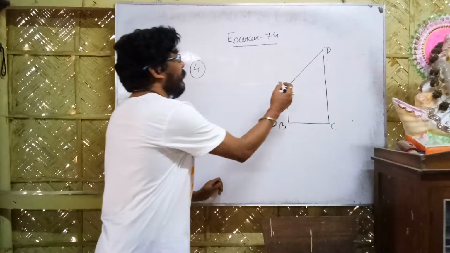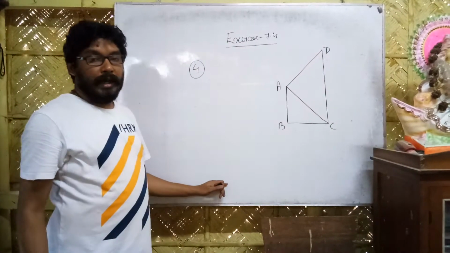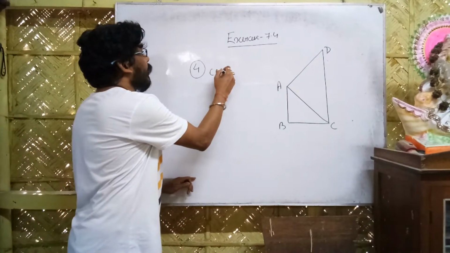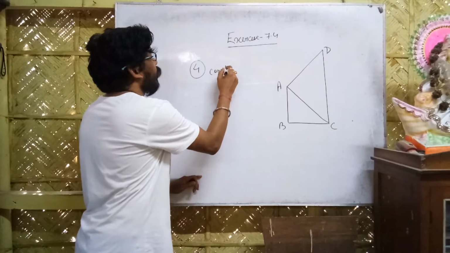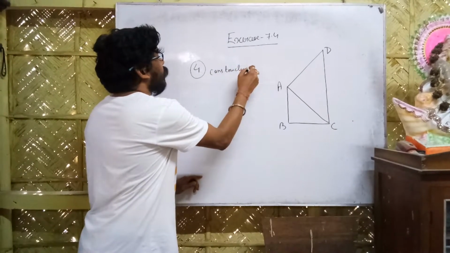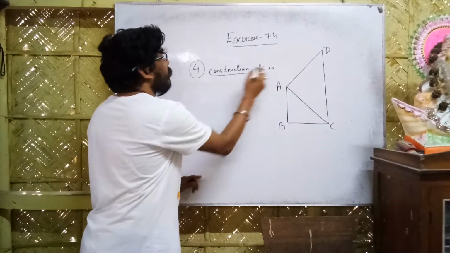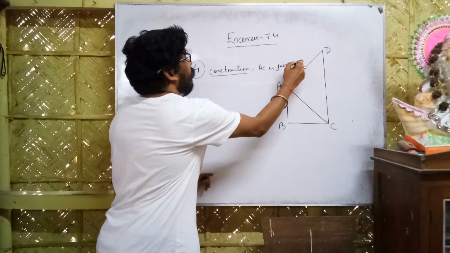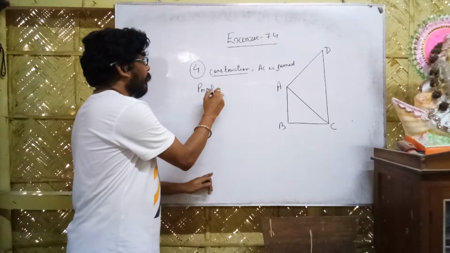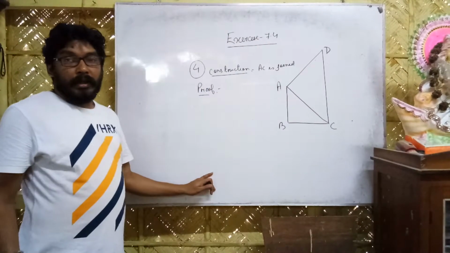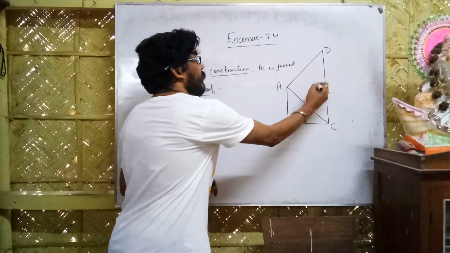To show angle A greater than angle C, I will join AC. So in construction you write construction, AC is joined. Okay. Now we'll go for the proof. Now say when AC is joined, we got two triangles. One is ABC and the other is ADC.